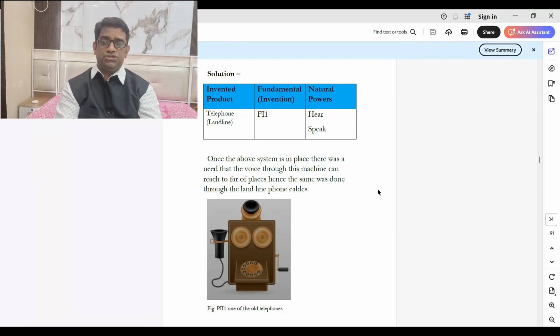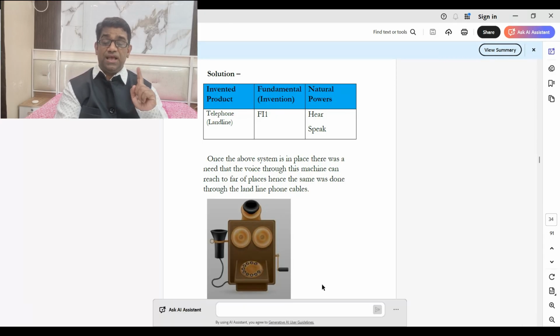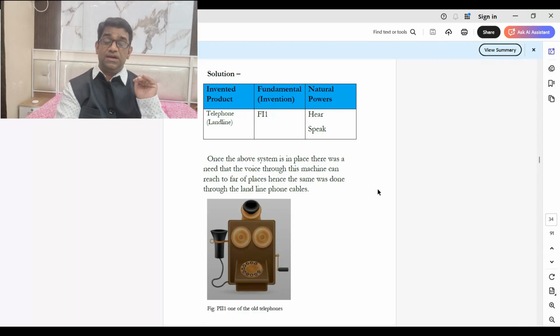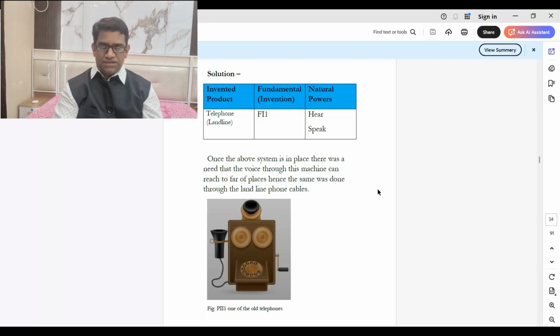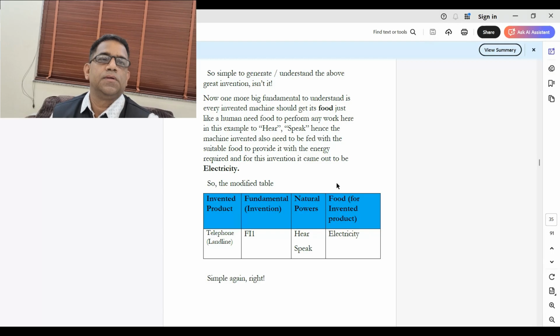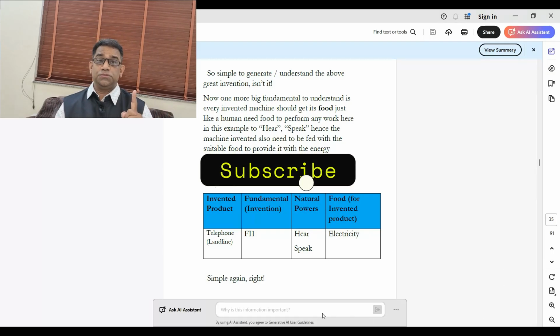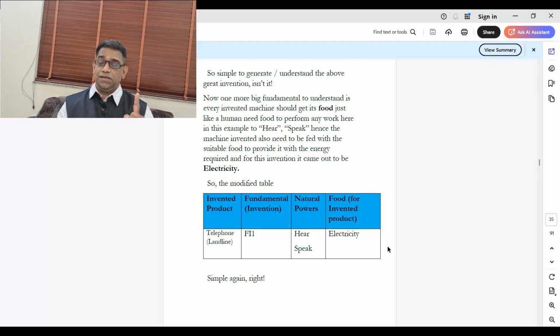Once the above system is in place, there was a need that the voice through this machine can reach far off places. Hence the same was done through the landline phone cables. We can see a very old landline phone that was also helping human beings in a very big way. That's great. Now let's discuss further. So simple to understand this great invention, isn't it?